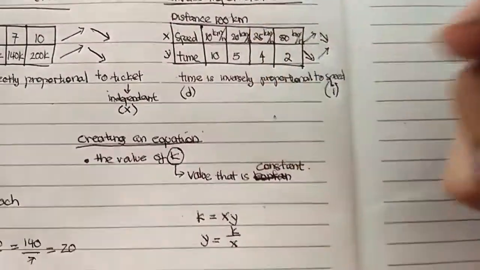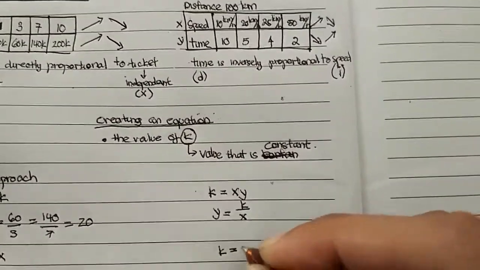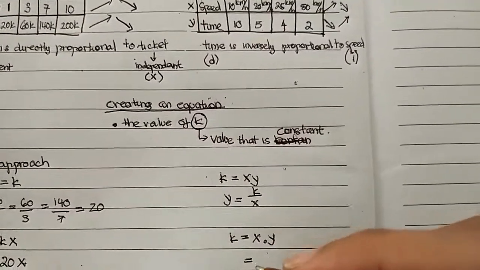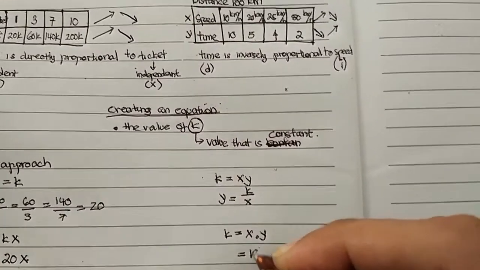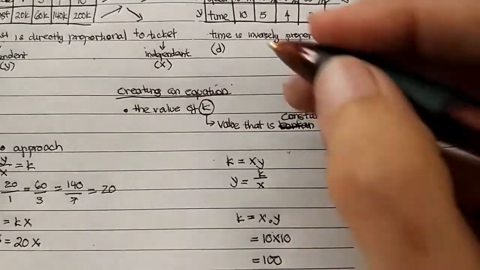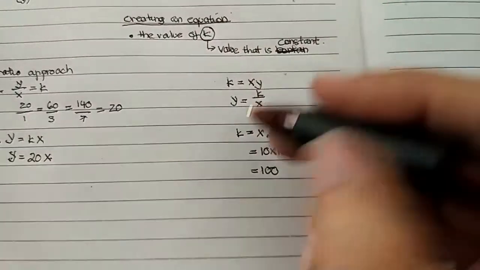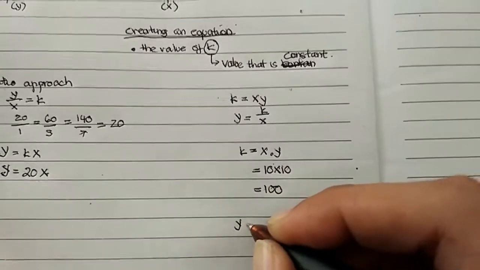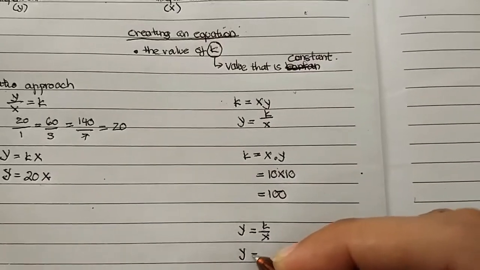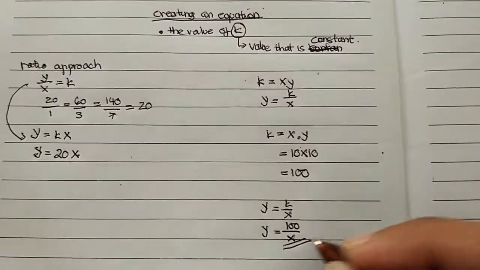Now, what is the equation for this one? Well, first we need to find the value of k. k is equal to x times y, which is 10 times 10, and that one will be 100. Now, if I am asked to make an equation that shows that time is inversely proportional to speed, then I will use this format, right? y is k divided by x, which means y is equal to 100 divided by x, and that one will be the equation.